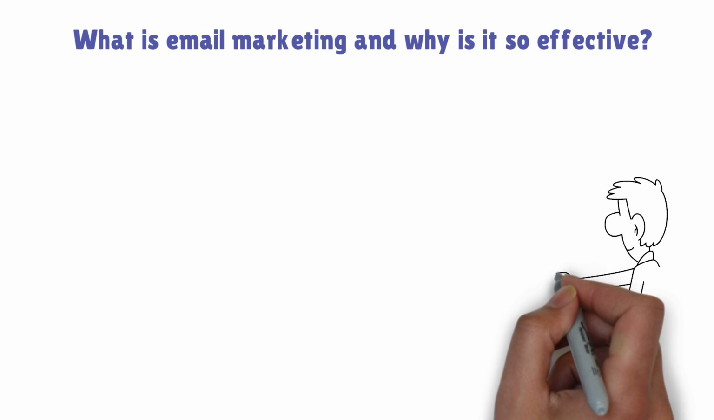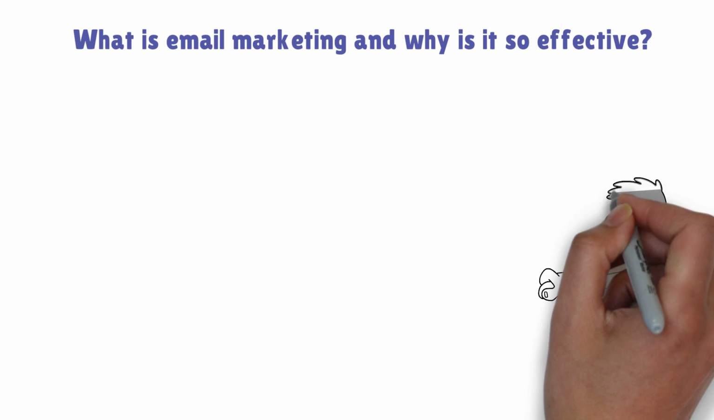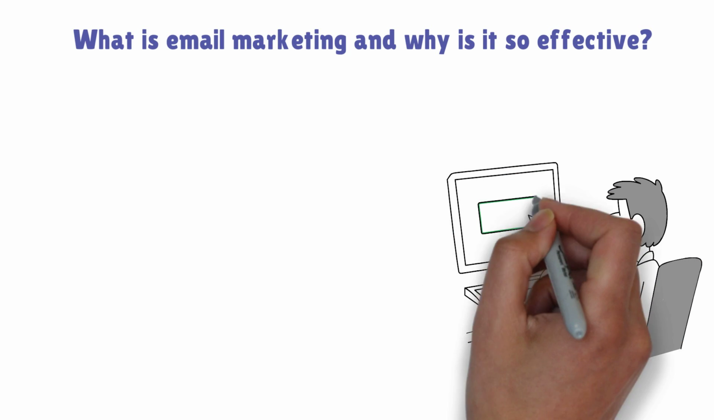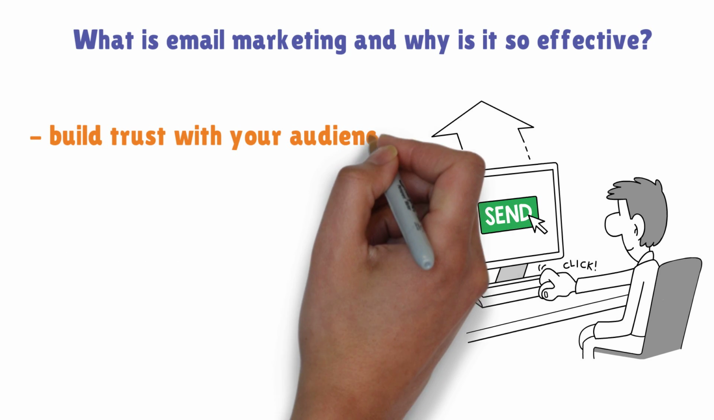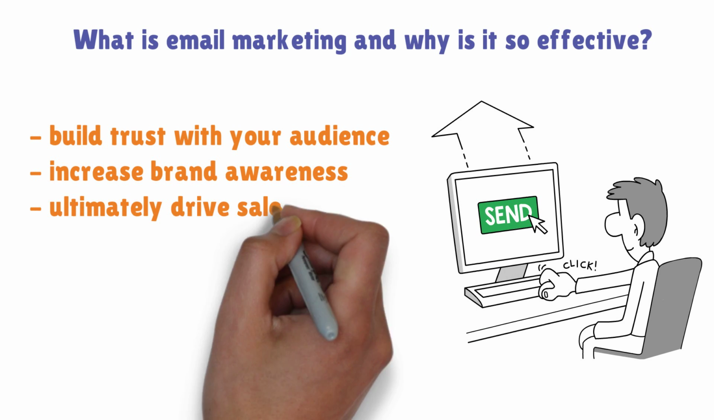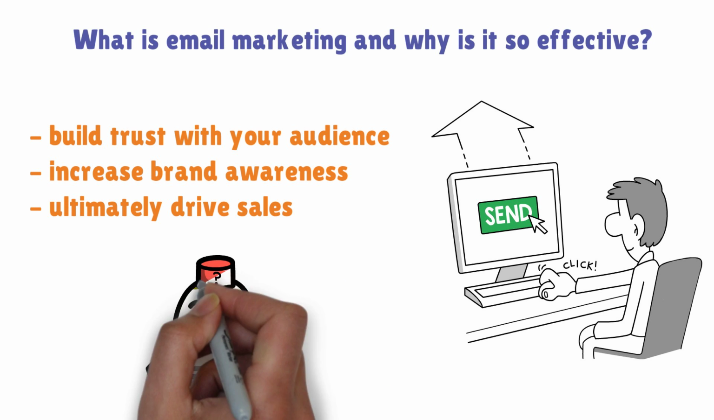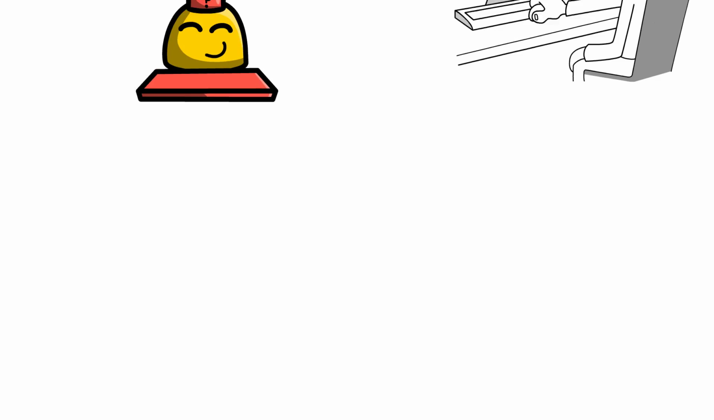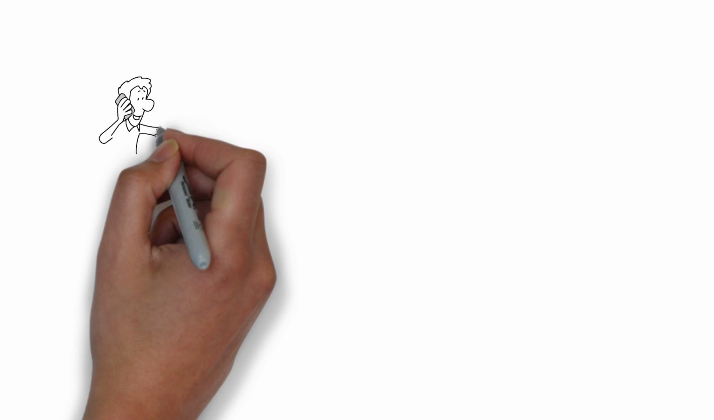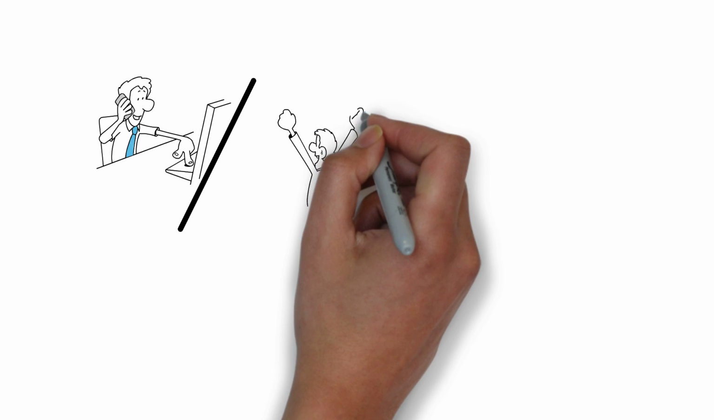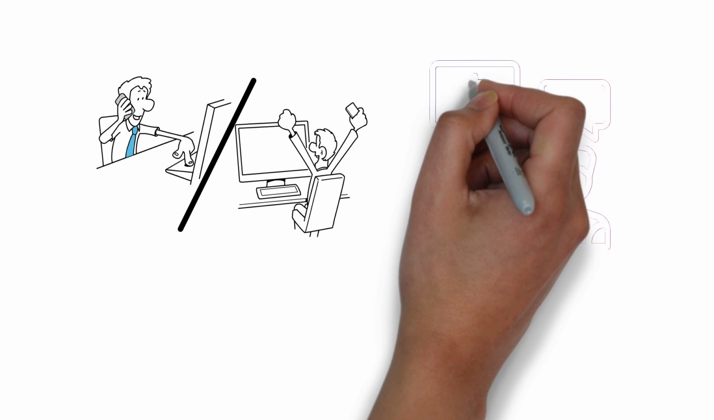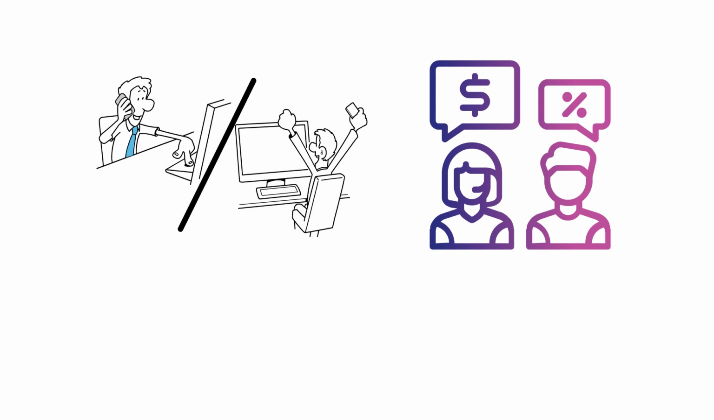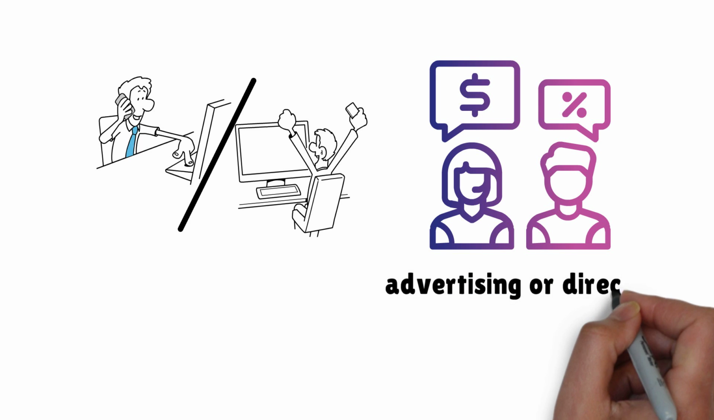Email marketing is a marketing strategy that involves sending emails to a targeted list of subscribers to promote products, services, or events. The purpose of email marketing is to build trust with your audience, increase brand awareness, and ultimately drive sales. There are so many reasons why email marketing is so effective. Firstly, email marketing allows you to reach a large number of people instantly. According to research, around 90% of people check their emails daily, so you have a high chance of your message being seen. Secondly, email marketing is cost-effective compared to other forms of marketing such as advertising or direct mail.